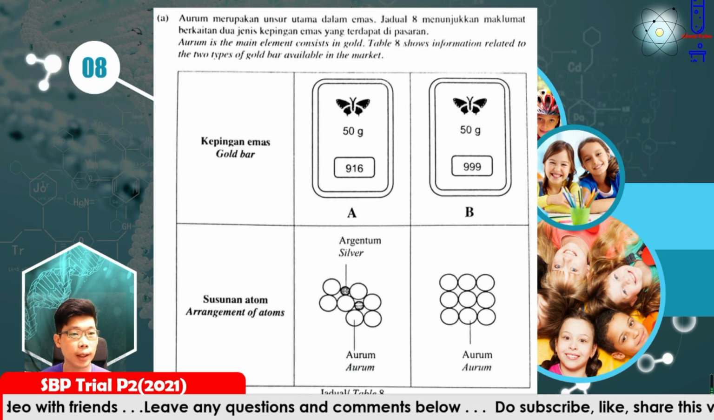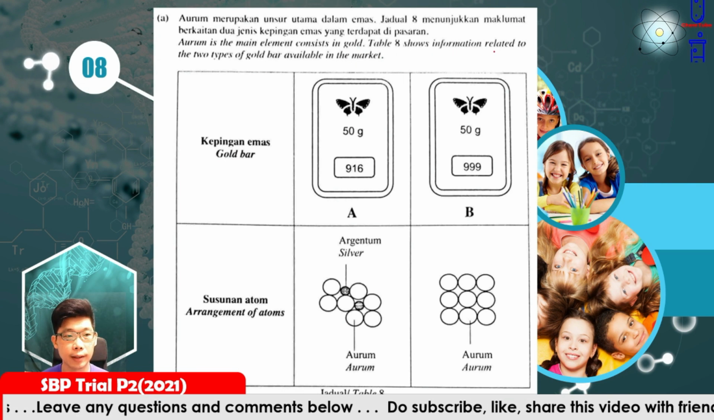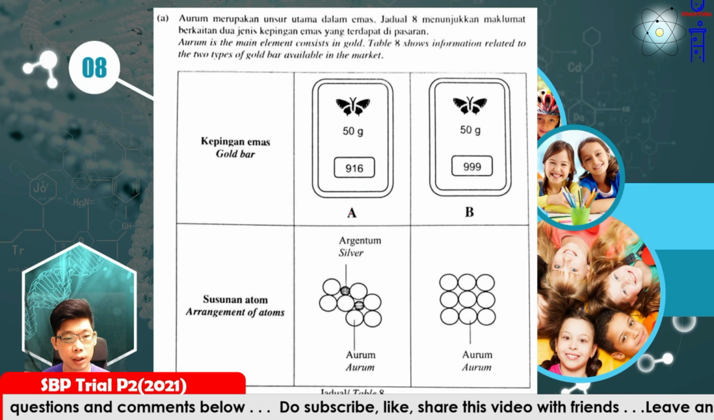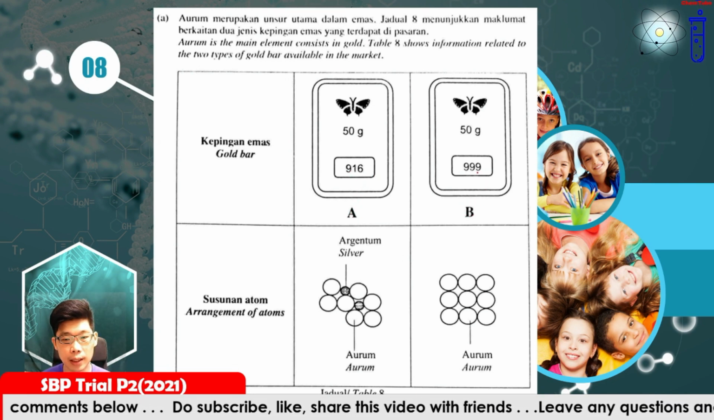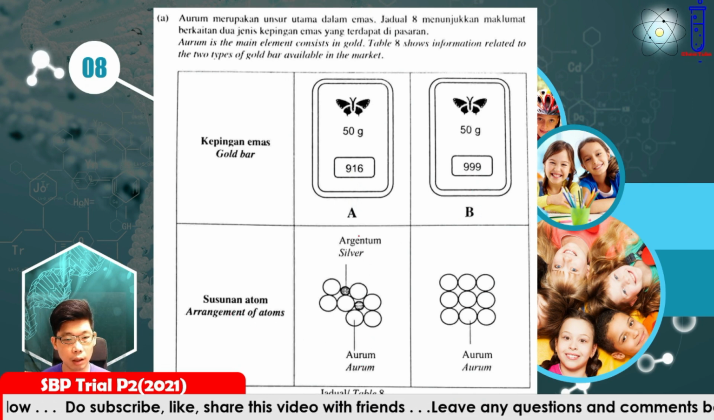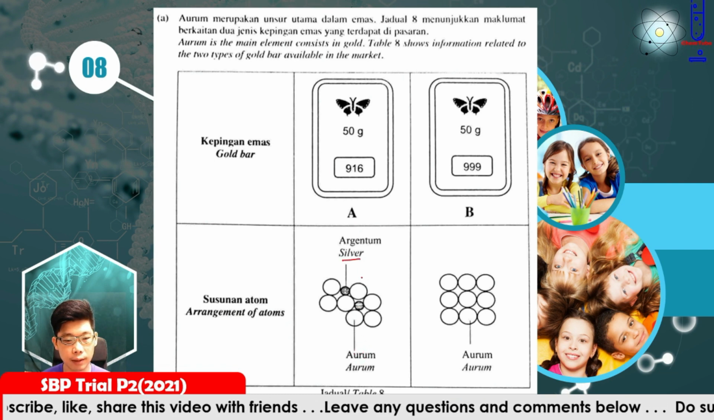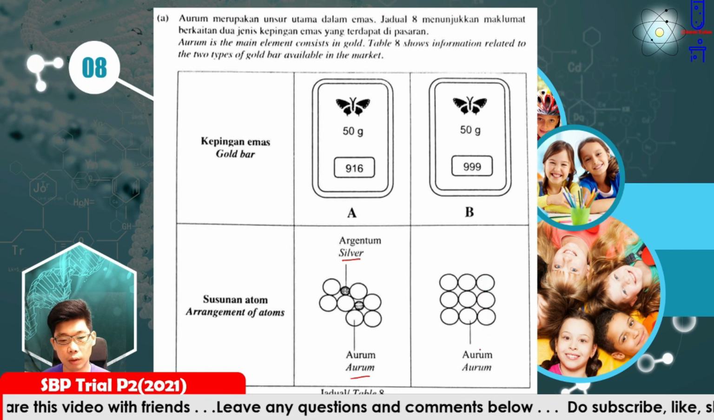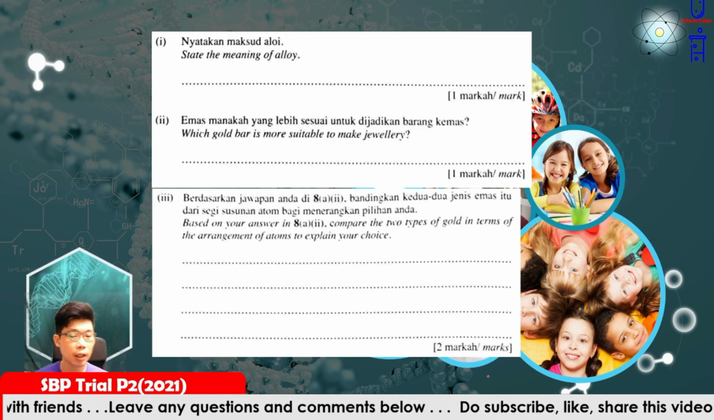Okay, aurum is the main element consists in gold. Table shows the information related to two types of gold bar available in the market. So first, gold bar A is 916. Gold bar B is 999. Okay, let's look into the arrangement of atoms. So for gold bar A, inside there got the aurum atoms and the silver atoms. And then gold bar B, okay, is a pure gold. It's aurum only. Okay. So now state the meaning of alloy.